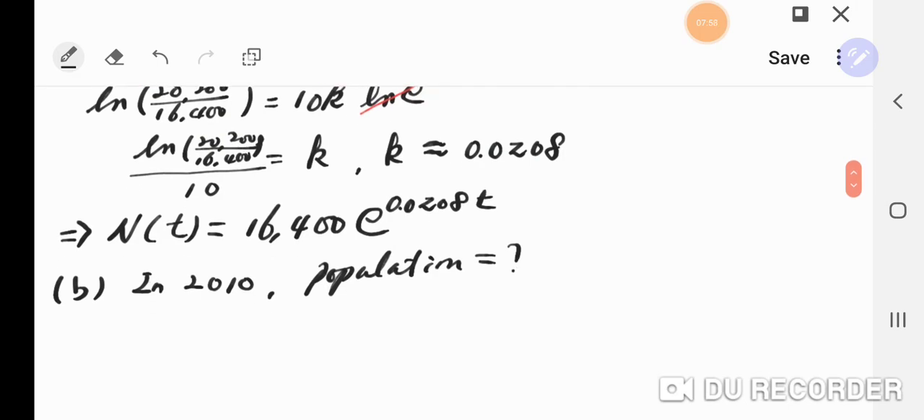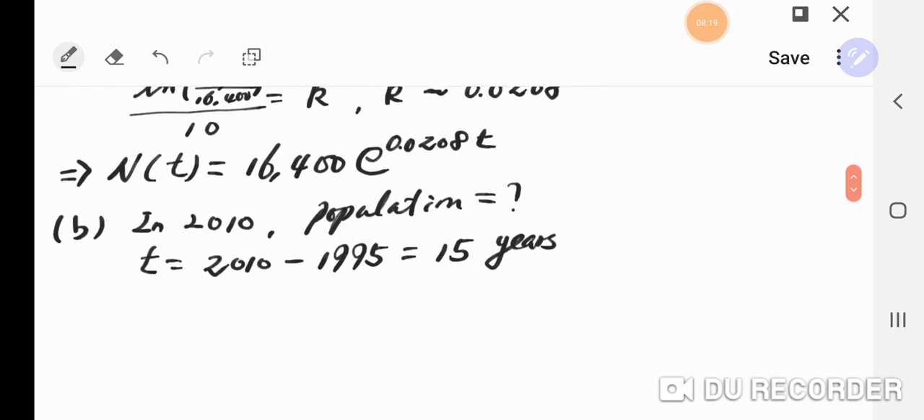So in this case, we have to find t. So t is 2010 minus 1995, because the initial amount is based on the year 1995. Subtract this, then we have 15. So t will be 15 years.